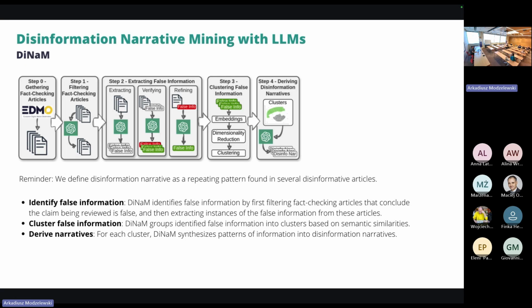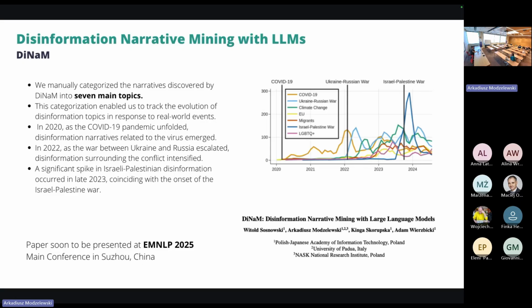So why is this important? Fact-checking organizations analyze false information, they analyze disinformation, and to derive different narratives, it's not that easy to derive disinformation narratives from many different sources. So this is something that may probably make these people's work easier in detecting disinformation narratives.